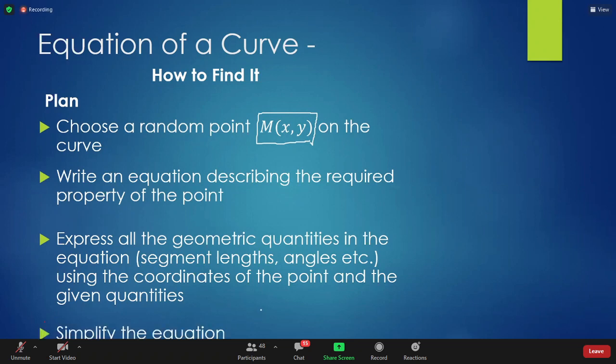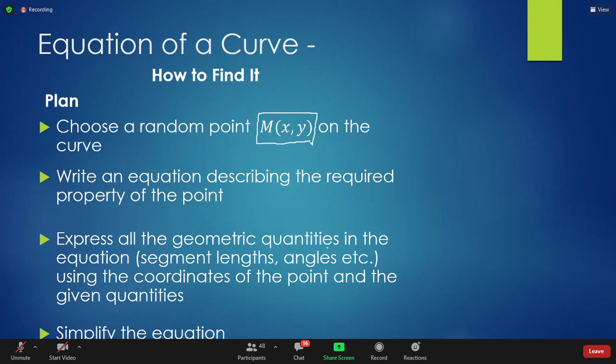And experience tells me that, well, in the analytic geometry unit test, generally every semester, there are too many people who do not know this. Yes, I know. I know the equation of an ellipse, but still, as I said, not everybody does. And so let's see, we have this plan: choose a random point, write an equation, express all the quantities, simplify the equation.